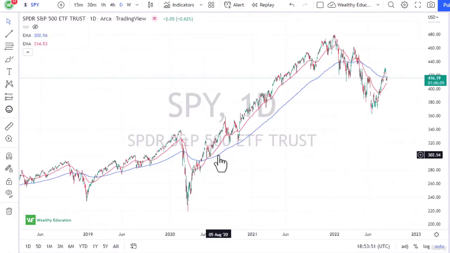Uptrend, so you've got an uptrend. The 50-day EMA, the 200-day EMA are climbing quite nicely. So obviously counter trend would be opposite of that. You'd be selling.